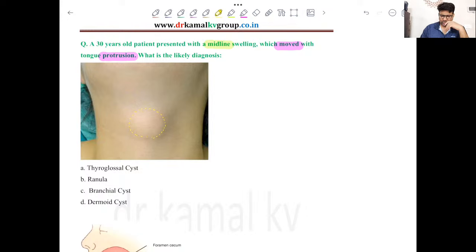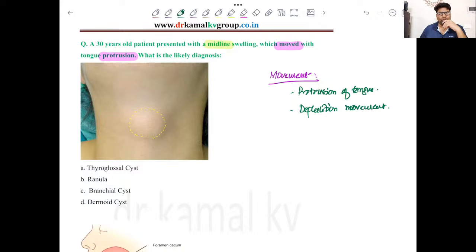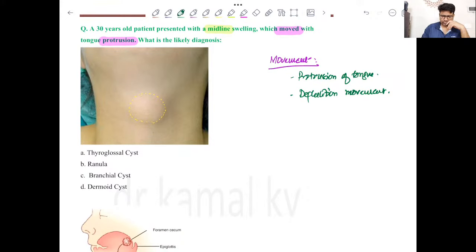And it has a classical property of movement, especially seen with the protrusion of tongue and also with deglutition movement, right? So if you tell the patient to do a swallowing movement, it will be moving, and if you tell the patient to protrude the tongue, it will also move up. So Varun, cool kids, yes, all of you are correct.